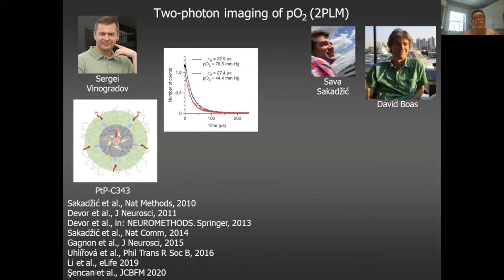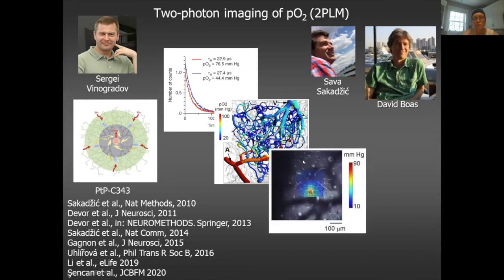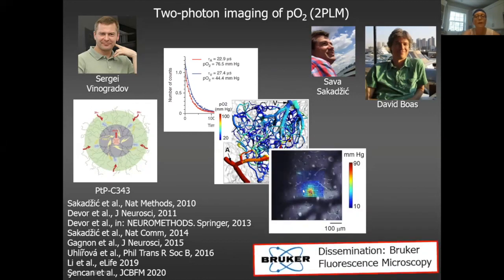So it's a phosphorescent probe, and we have to look at the phosphorescence lifetime decay, and this decay is mapped onto oxygenation, PO2, which is partial pressure of oxygen. We can get these totally amazing maps of intravascular oxygenation. We can deliver it in tissue, and then we can look at tissue oxygenation. We helped Bruker to make it into the product, and I have no financial interest in Bruker.